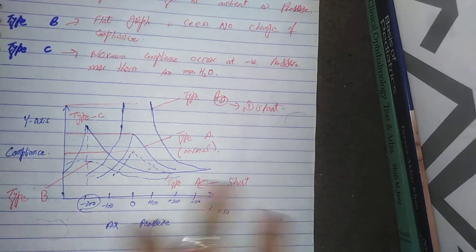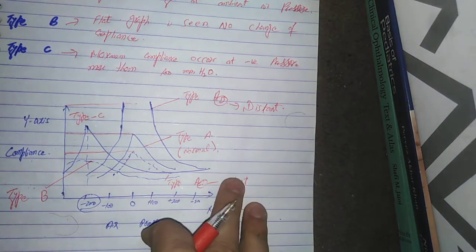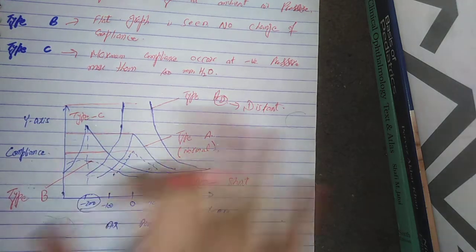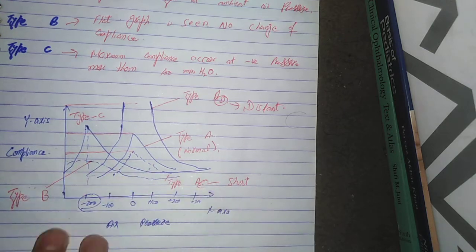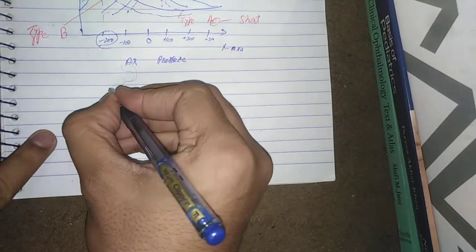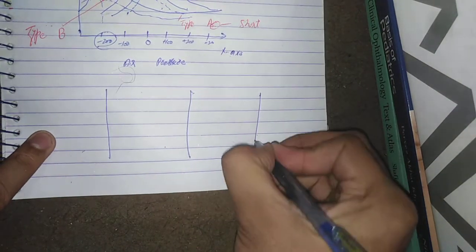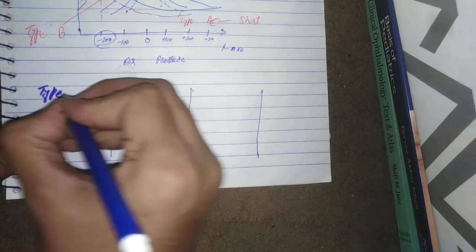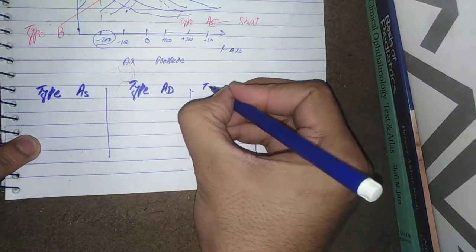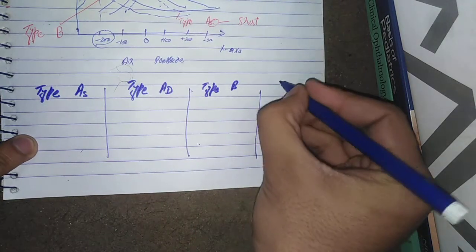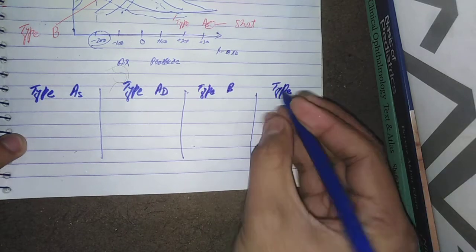Now we have seen the types of tympanograms and how they are shown on a graph. Now we will discuss the diseases in which we will see these types of tympanograms: type AS, type AD, type B, and finally type C.